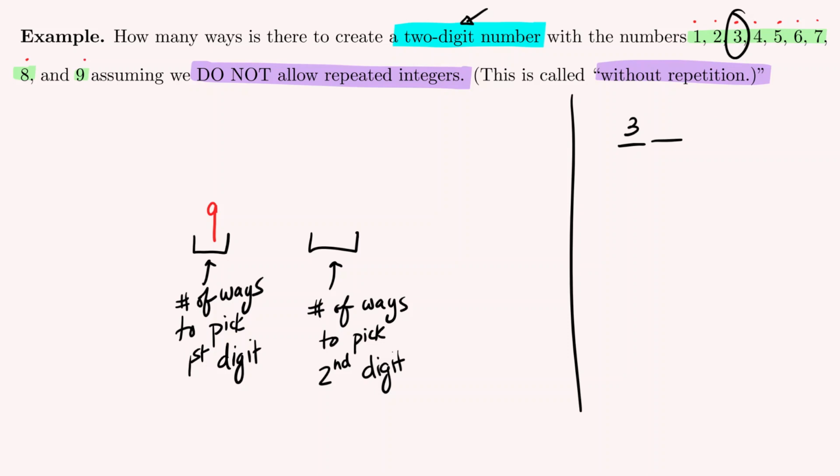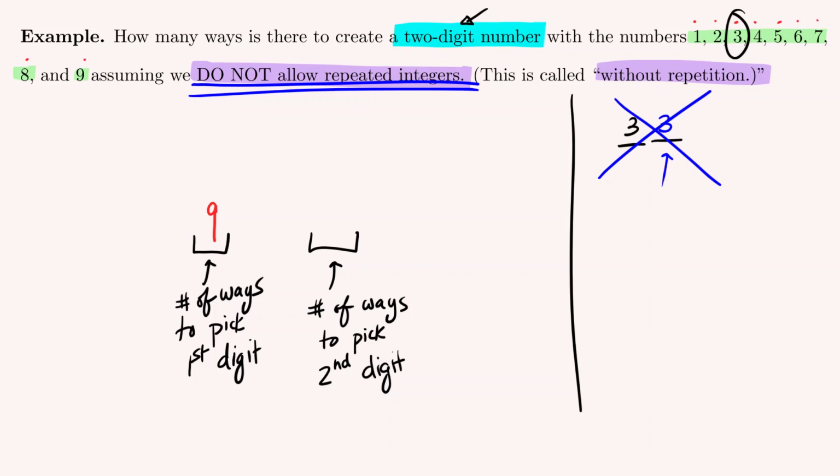Based on what's highlighted in purple here, would I be allowed to choose 3 again for the second digit? Think about whether you'd answer yes or no there. If I've already picked 3 as the first digit, would I be allowed to pick 3 again as the second digit? No, that's not allowed because they said we could not repeat integers. So whatever we've picked for the first digit, it cannot occur again in the second digit because they said no repetition.